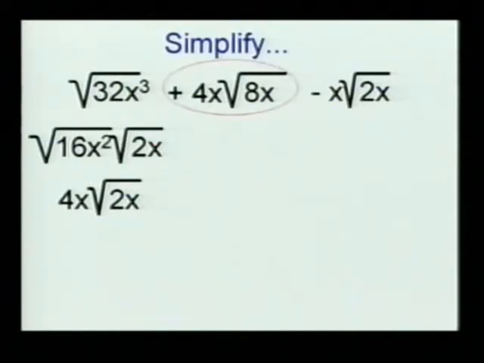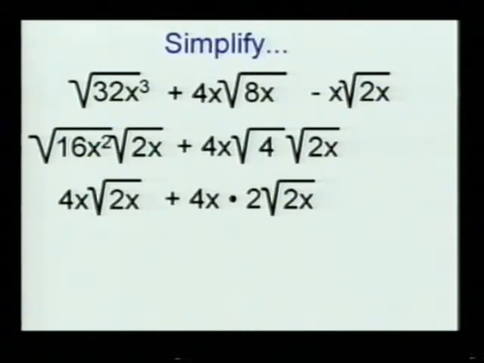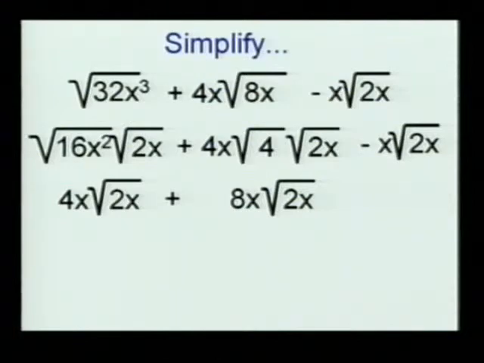The next one, take it 1 at a time, bring down the 4x. I'm going to break the 8x into good and evil. Now, 8 has some good, 4, leaving you with 2, and x has no bad. There's nothing good about x, so I just put him in the scum pile. Now bring him down. Square root of 4 is 2, and now that 2 is a number, he'll multiply by the 4x and get 8x. Now, this third term, in this case, there's no good in 2 or x. So I can just bring him down.